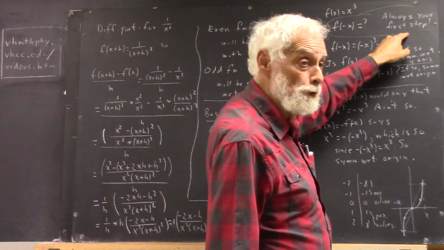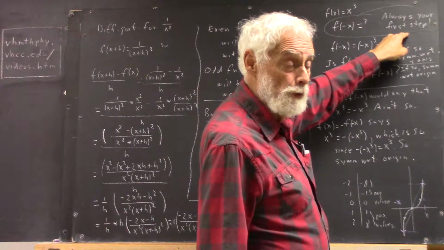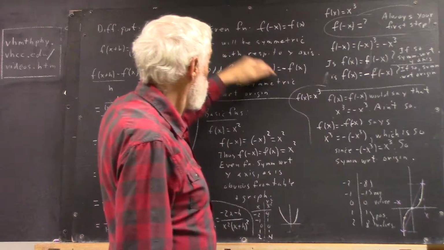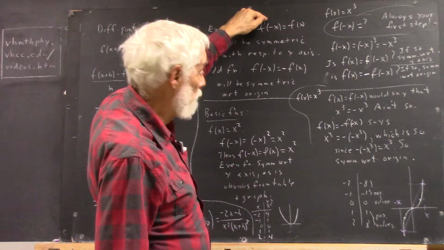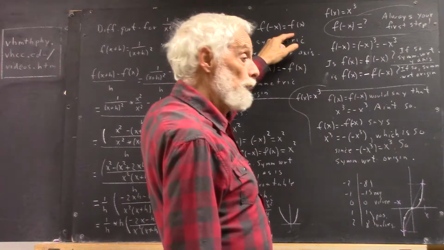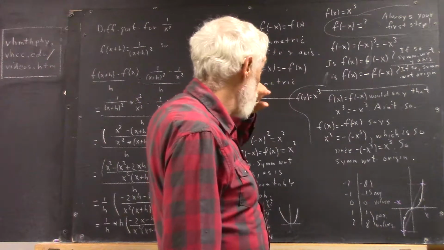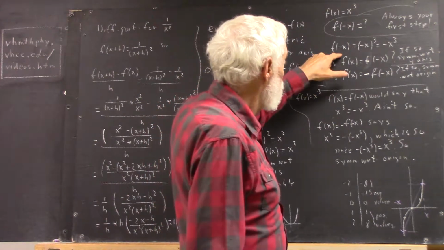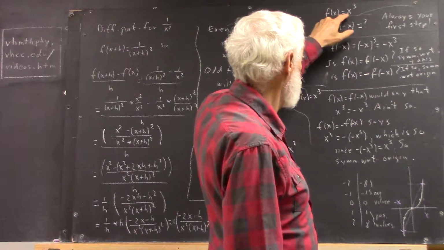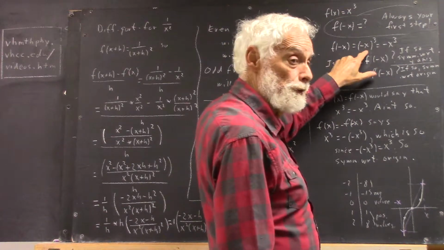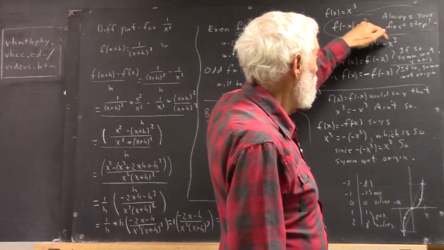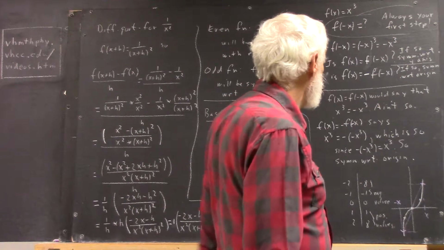This is always the first step in determining whether a function is even or odd, because both tests involve evaluating f of negative x, don't they? And then comparing with f of x. Is it equal to f of x? Is it equal to negative f of x? Okay, so f of negative x is the cube of negative x. We just plug negative x in for x, and of course if we cube negative x, we get negative x cubed.